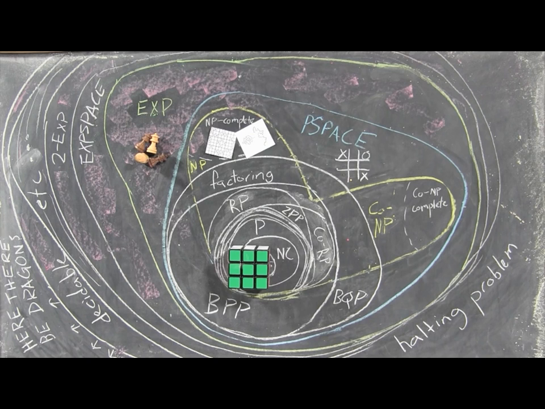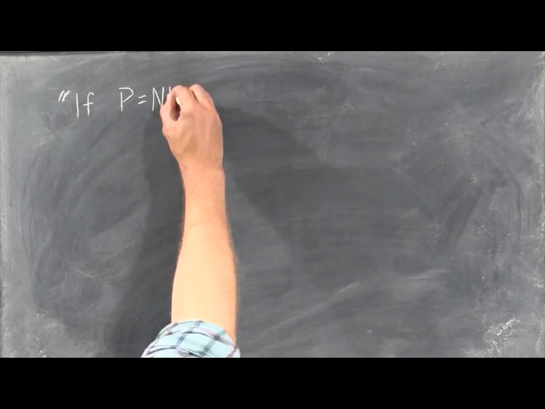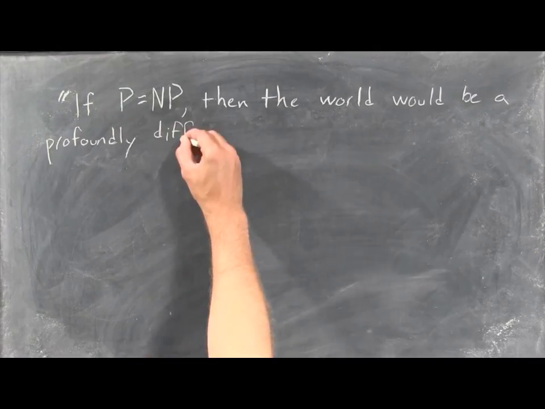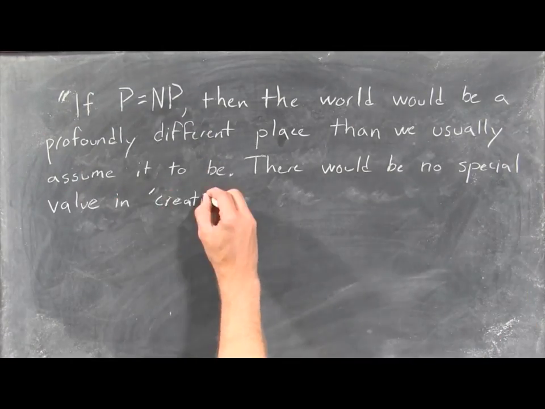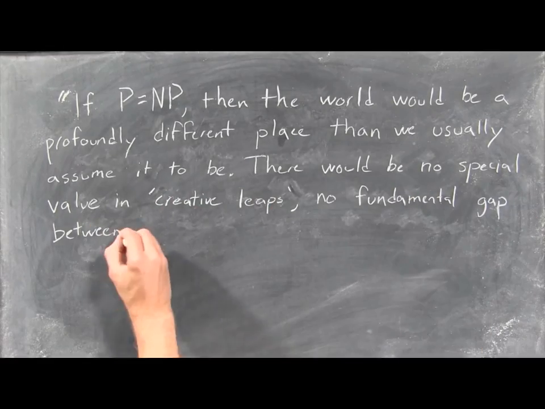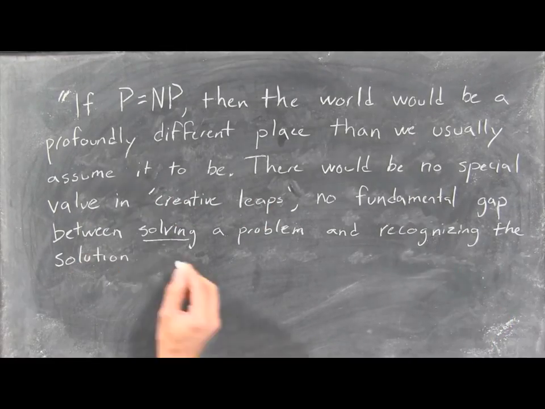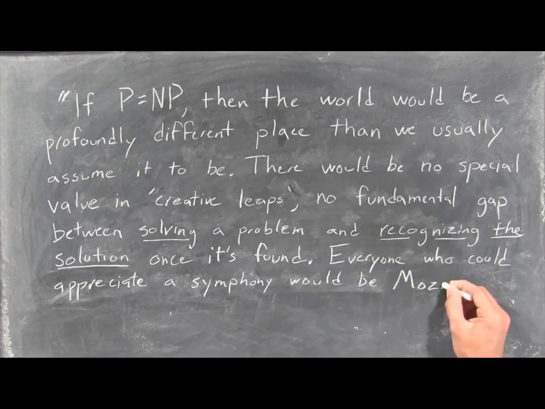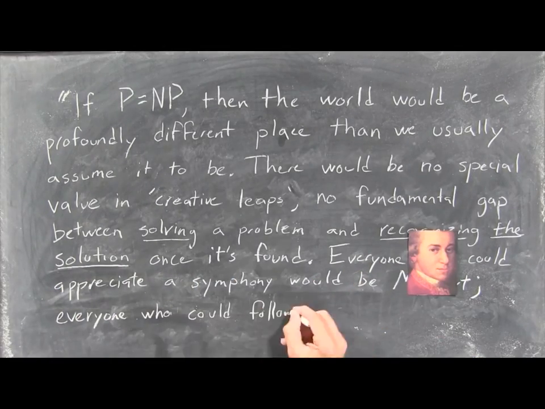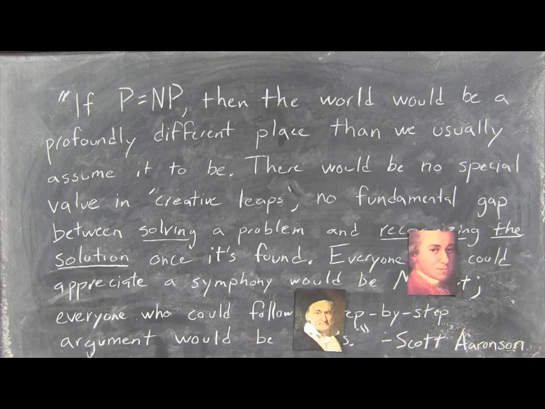As an example of those implications, here's how Scott Aaronson, a complexity researcher at MIT, explained his intuition about P versus NP. If P were equal to NP, then the world would be a profoundly different place than we usually assume it to be. There would be no special value in creative leaps. No fundamental gap between solving a problem and recognizing the solution once it's found. Everyone who could appreciate a symphony would be Mozart. Everyone who could follow a step-by-step argument would be Gauss.